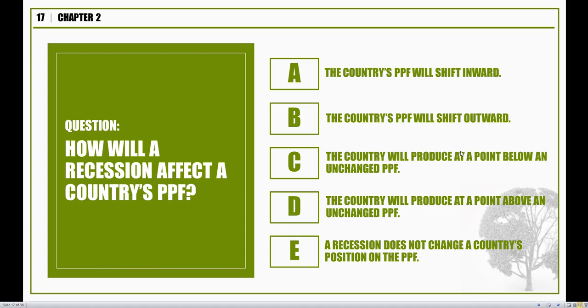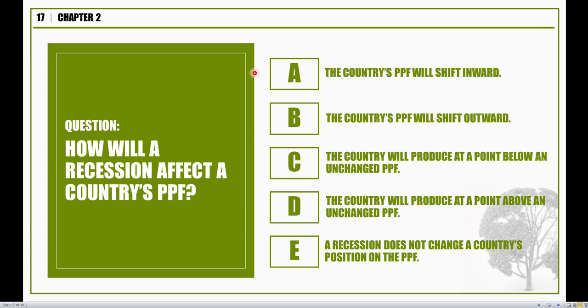The country's PPF will shift inwards, and the country will produce at a point below an unchanged PPF. Using the process of elimination, B, D, and E really don't make a lot of sense for us. The country's PPF will shift outwards: we know that a recession is bad for the country, so that's not going to be economic growth, and we can cross that off. We do know that a recession is probably going to impact the PPF, so letter choice E doesn't make sense. And the country producing at a point above an unchanged PPF, remember, we can never reach that point unless we have some type of improving resources or improving technology, and that's not what we have right here.